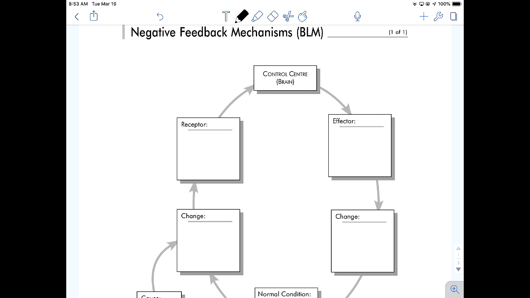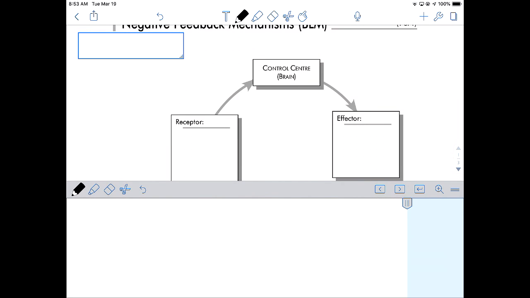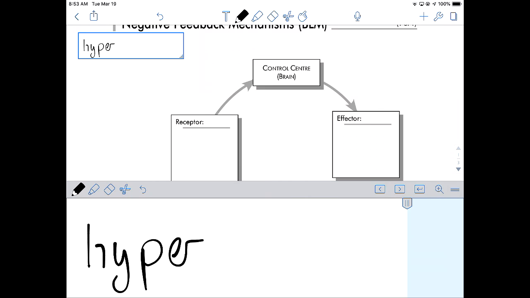So the first situation is what we call hyperglycemia, and that's when someone has increased the amount of sucrose or glucose, any sugars in their body, and so the body has more sugar than it's used to. So you already have this written down. I'm just going to add this in here. So this will be the hyperglycemia root.